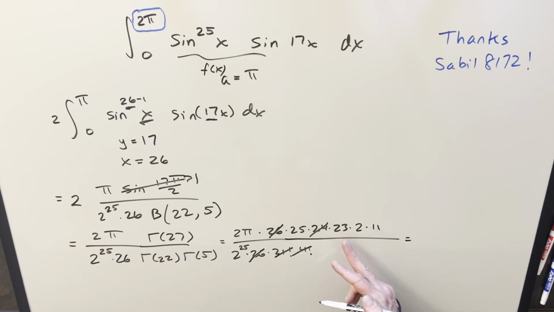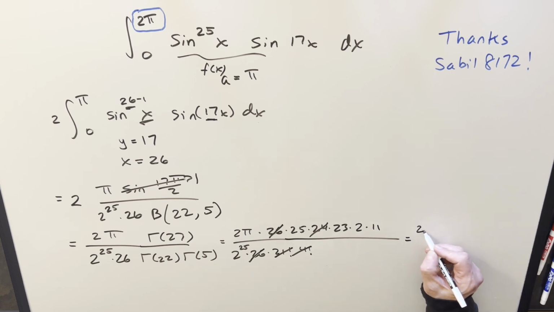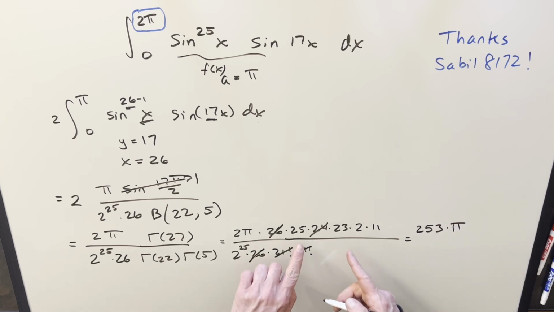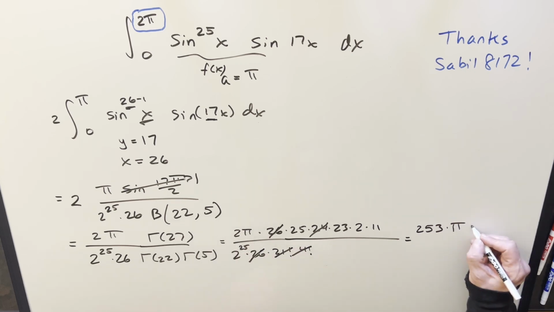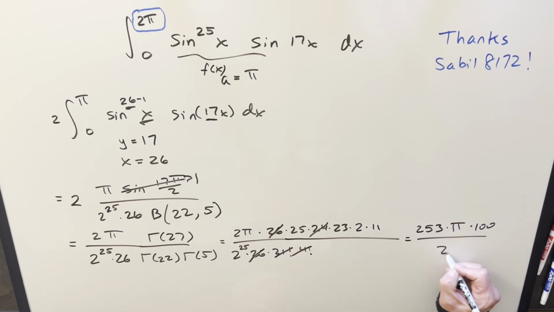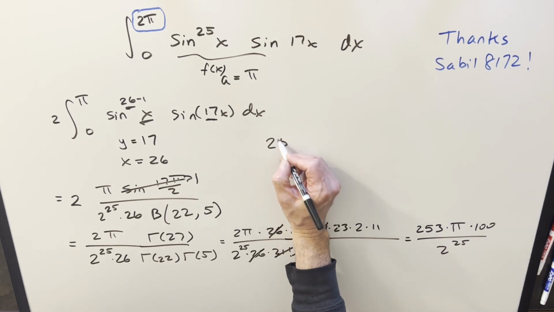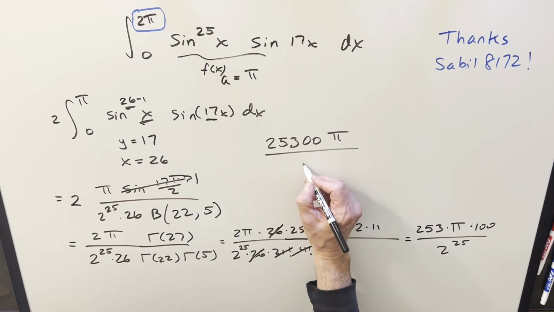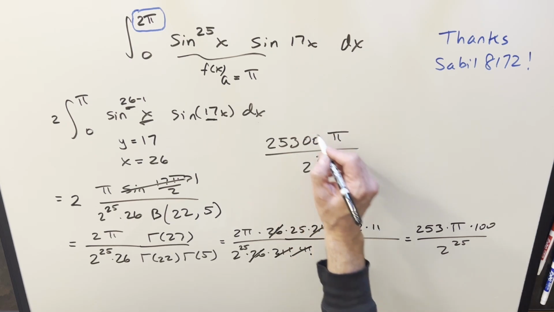So then let me try to clean it up a little bit. 23 times 11 is 253 times pi. And then 25 times 2 times 2, 25 times 4 is 100 over 2 to the 25. So putting this together for my final solution, we get just 25300 pi over 2 to the 25, and that's it.